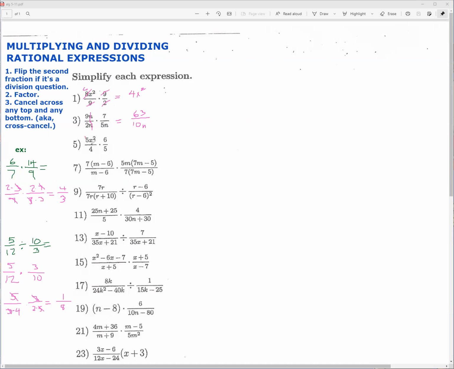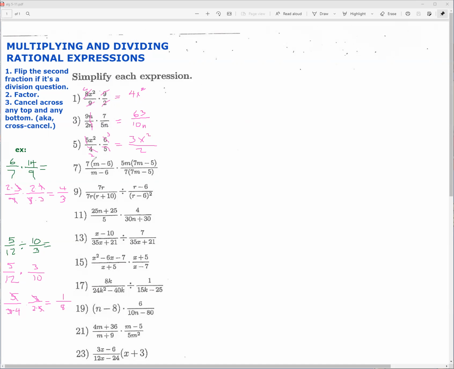All right, number 5, we're going to cancel our 5's. The 4 reduces with the 6, and we are left with x squared times 3 over 2.